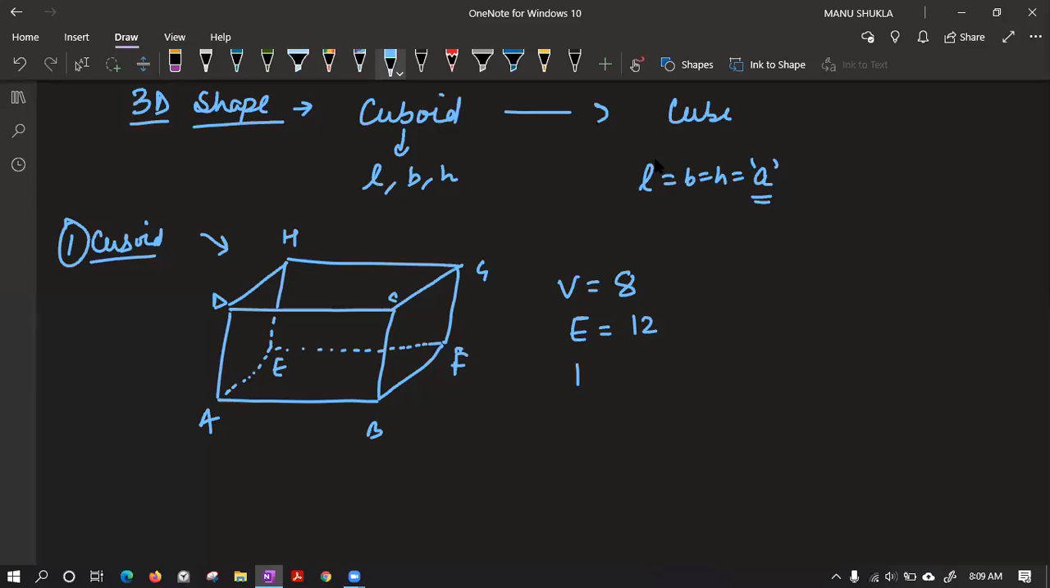And then finally we have faces. There are a total of how many faces, class? There are 6 faces in this. Okay.